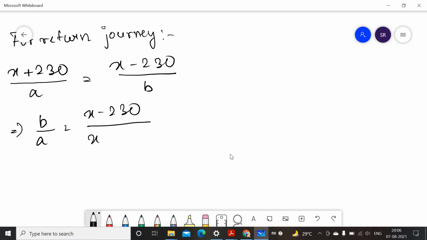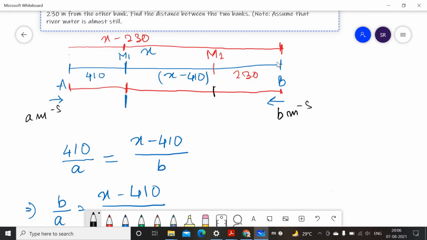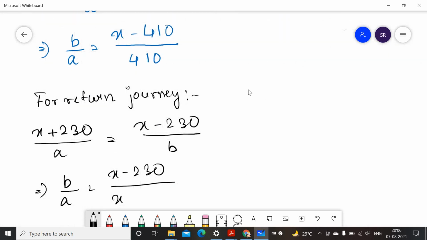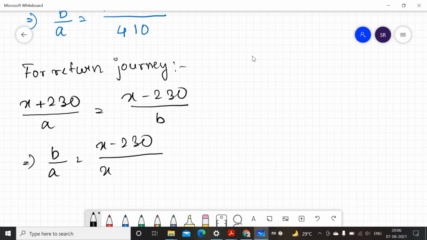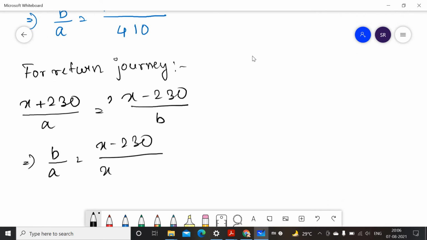So see, the total distance traveled by B is, first it travels x distance, then it travels x minus 230 distance. So it will be x plus x minus 230. Let me rub and write again. Yeah, so it will be x plus x minus 230 by B.